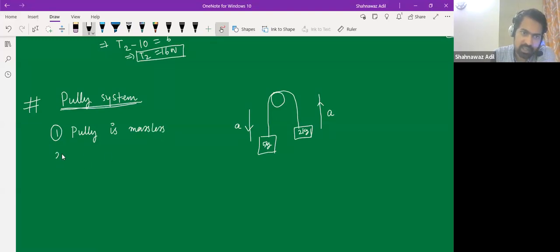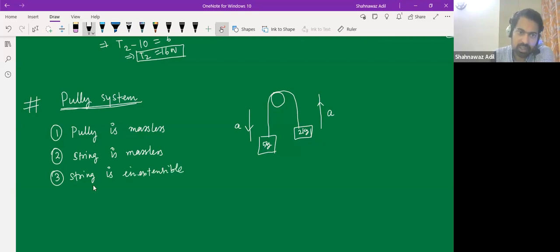Right? The second thing is that the string is massless, and the third thing is that the string is inextensible. So if the string is inextensible, then accelerations are the same. If the pulley is massless and the string is massless, then this would be the same tension, and this would be the same tension. The tensions are the same.